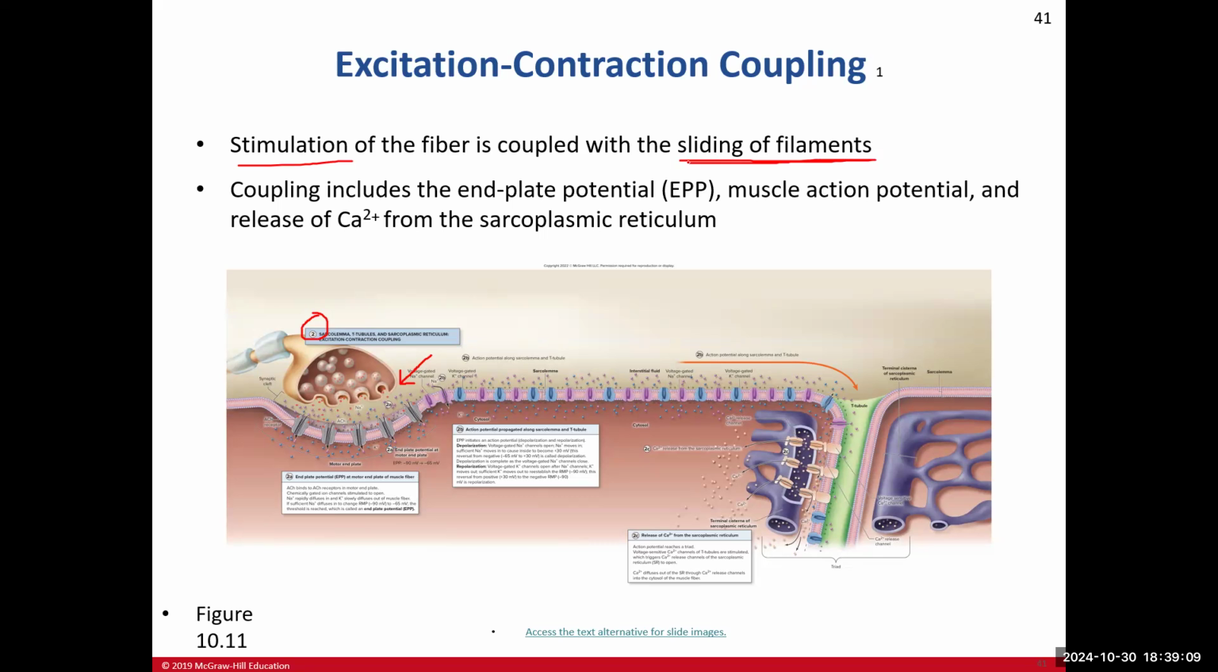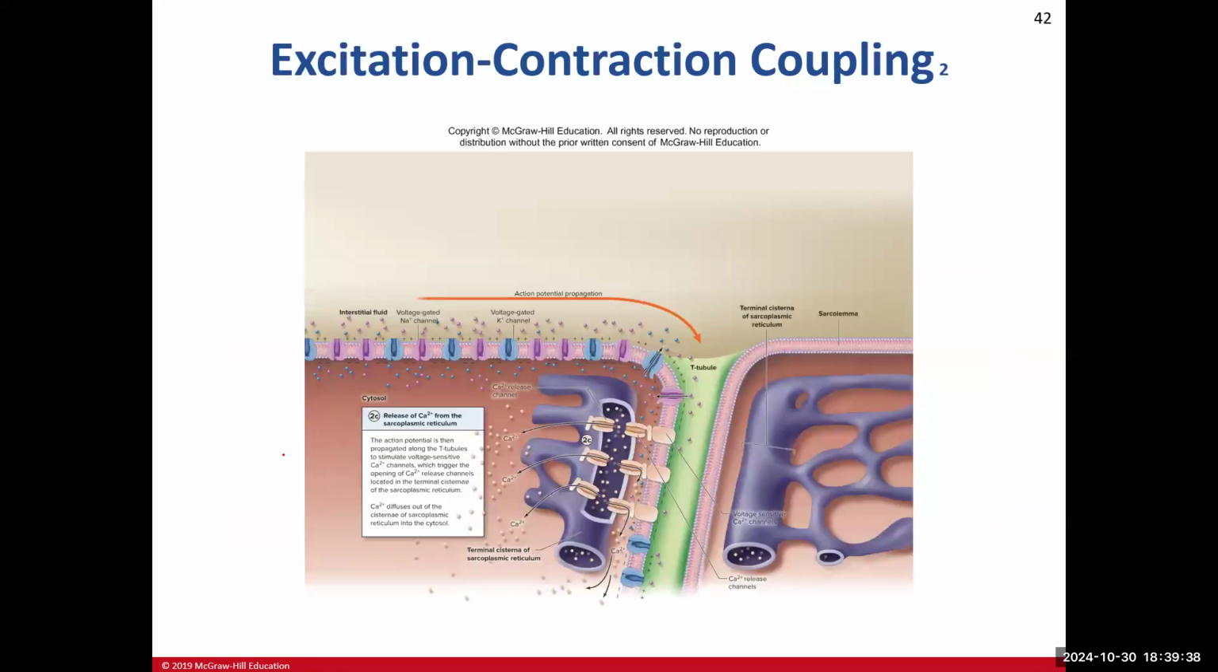This is going to include a couple of things. One, the EPP, which is called the end plate potential, two, our action potential or muscle action potential, and then finally, the release of calcium from the sarcoplasmic reticulum. Those are the three events that are going to occur in this phase 2, or step 2, that we're going to learn about here. The print is really small here, but I'm going to go through and show you those three different things. And so here at the end, that's what we're going to see.